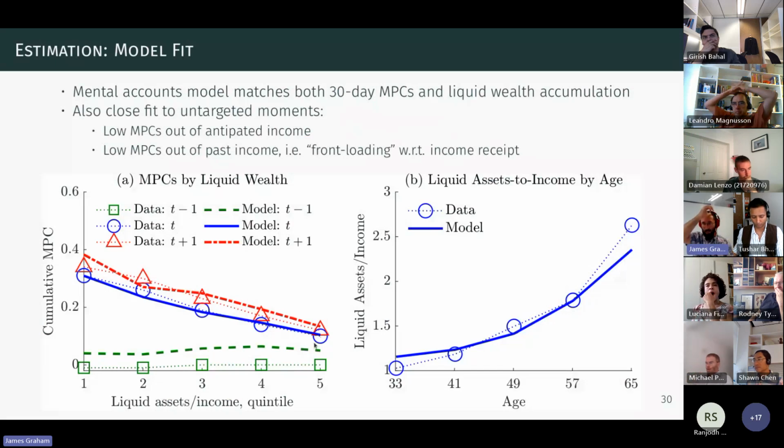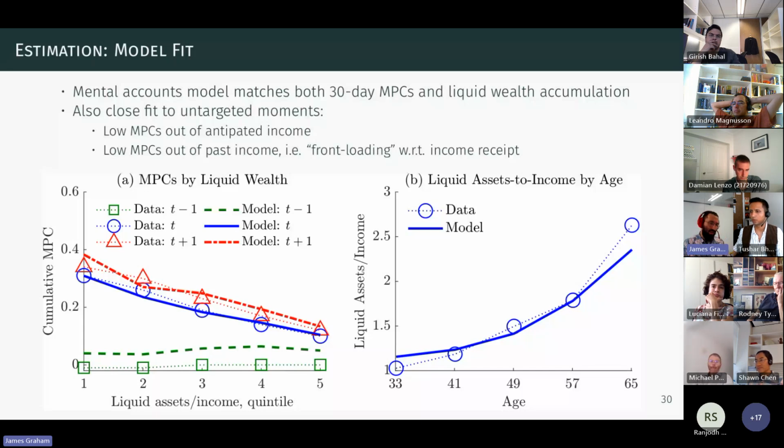On the right in blue, we have the liquid asset distribution, the median liquid assets by age. And you can see, as in the data, households slowly accumulate wealth over their life cycle. Now, what's not targeted by the estimation is the red and green lines on the left. The green line down the bottom is the anticipated MPC: how much do you spend out of money that's coming? And the red line is how much do you spend out of money that you received in the past.